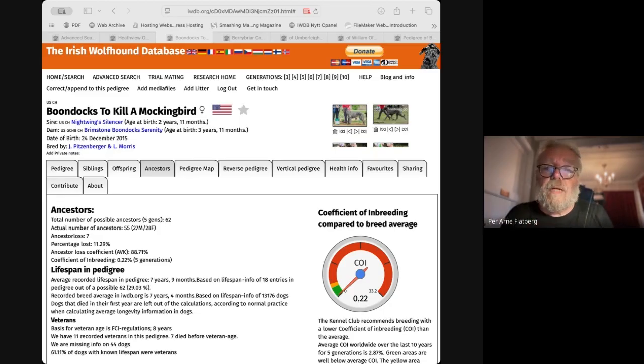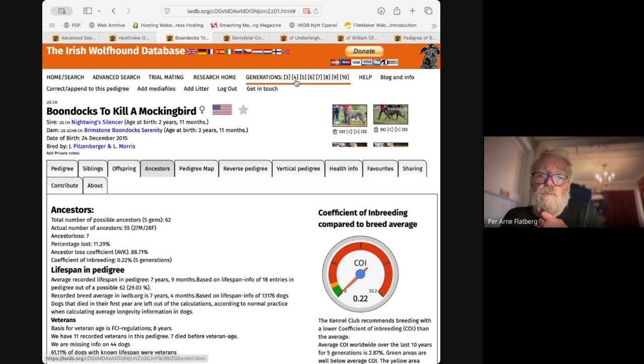At least according to the Europeans, that's too high if you measure on 5 generations. But when you talk about this, you also always have to talk about how many generations you measure on. For instance, with this bitch, we have a very small percentage, 0.22% on 5 generations. But if we go up to 9 generations, which might be a bit dramatic when it comes to calculation time, it will increase dramatically.